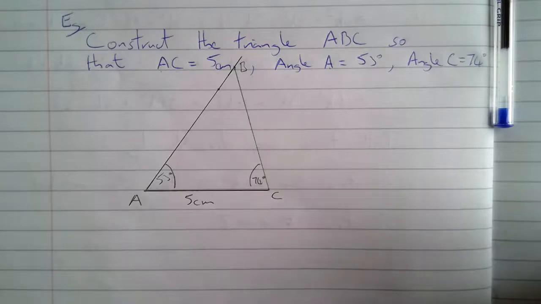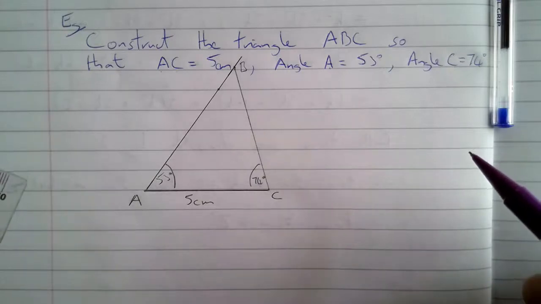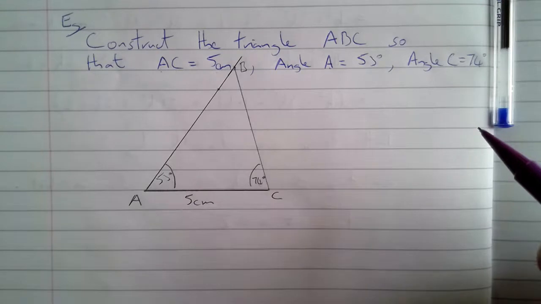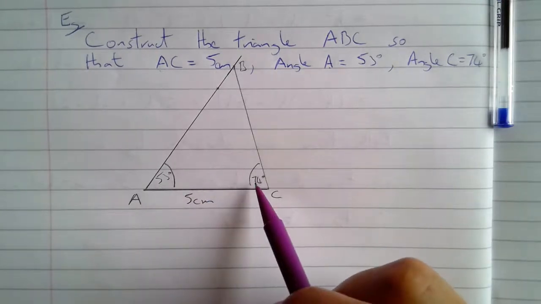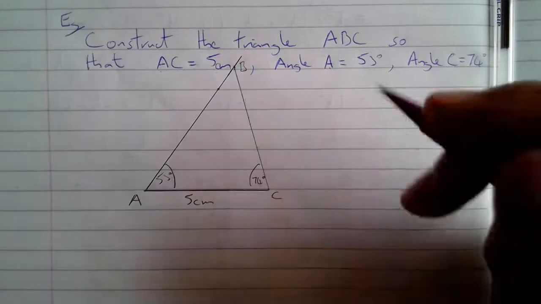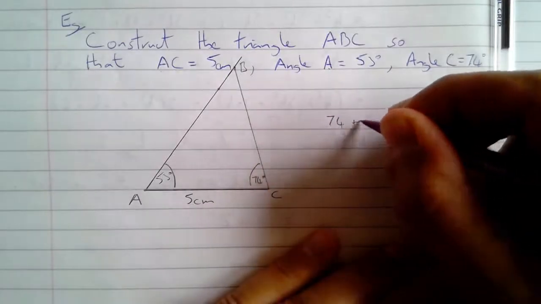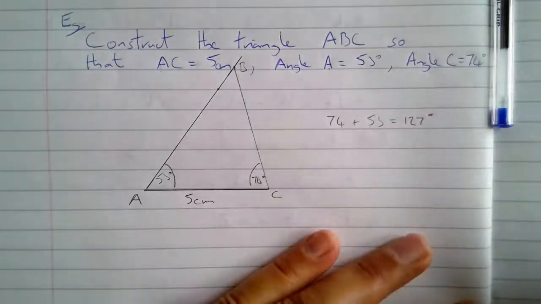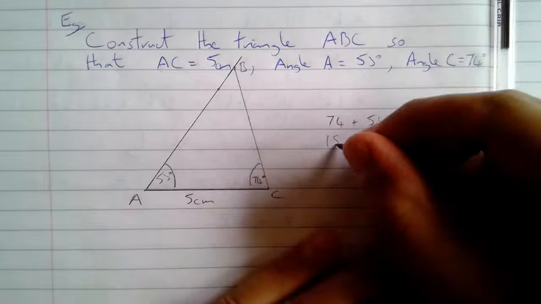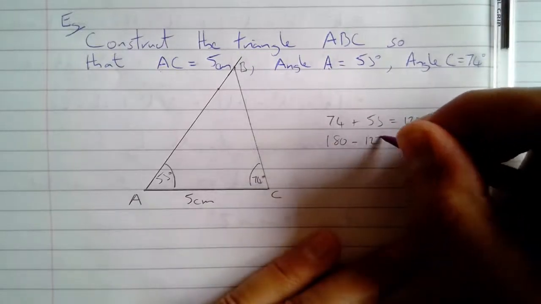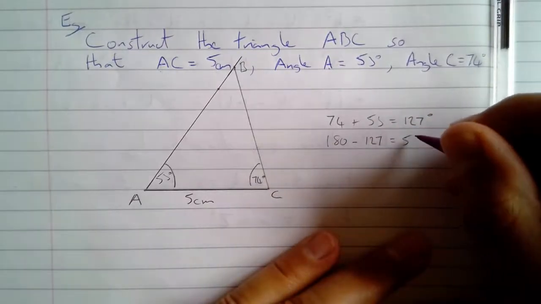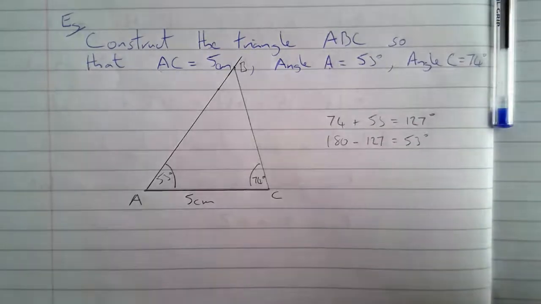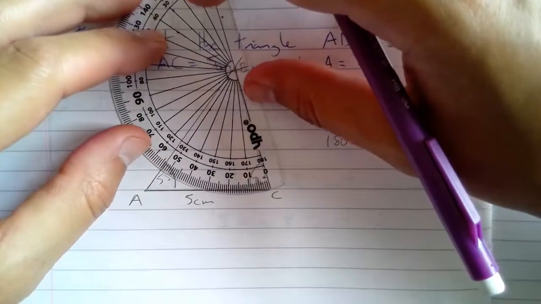Okay, so that's how you do an angle side angle triangle, but just before I give you some questions to do, it's a really good idea to check that you've actually done it correctly. And the way to do that is by making sure that the angles add up to 180 degrees because it's a triangle. These two angles at the bottom, 74 plus 53, is equal to 127 degrees, and 180 minus 127 is 53 degrees. So that must mean that this angle at the top should be 53 degrees. So let's line it up and measure it.